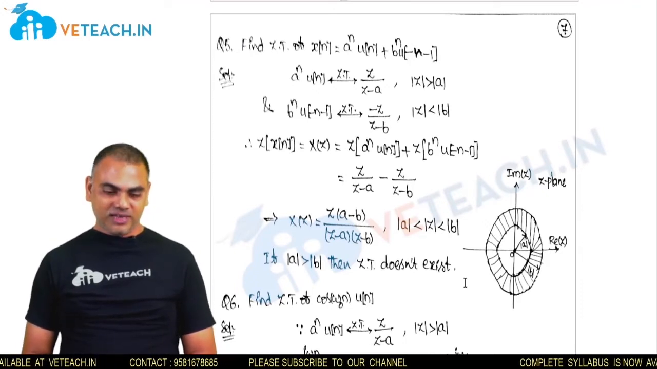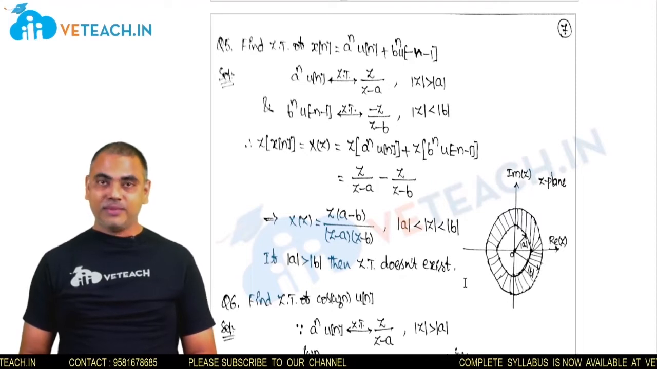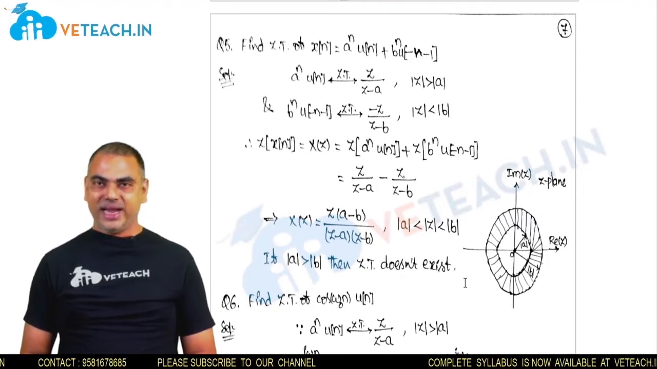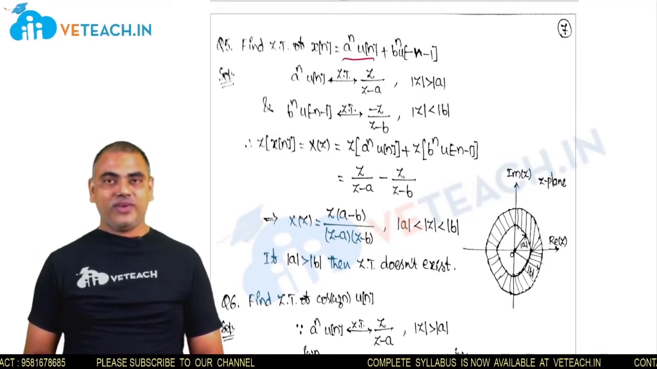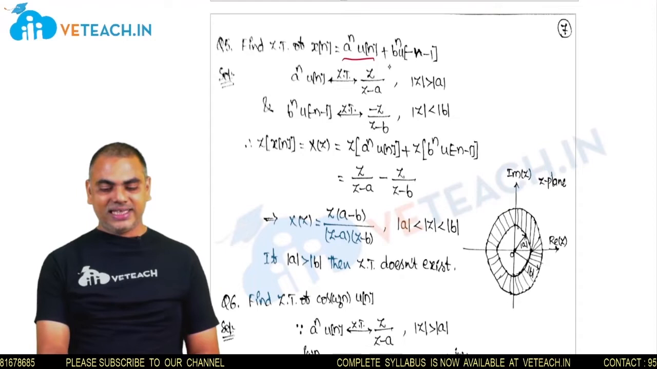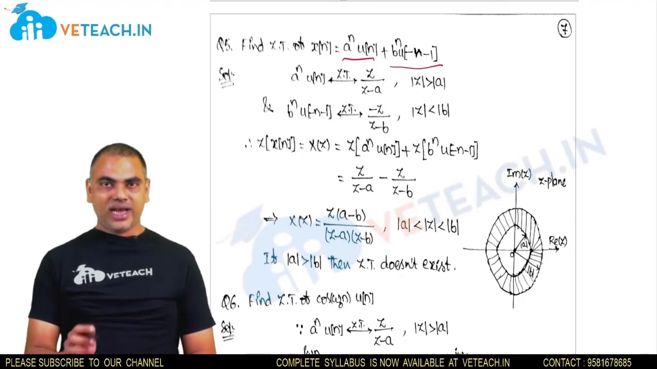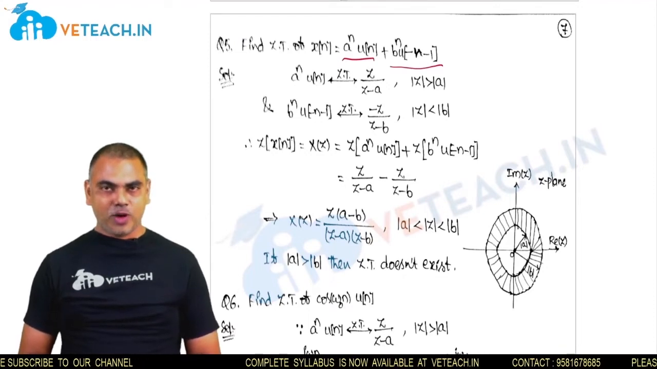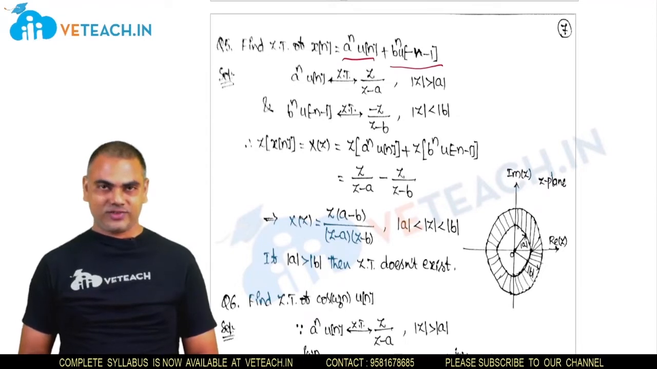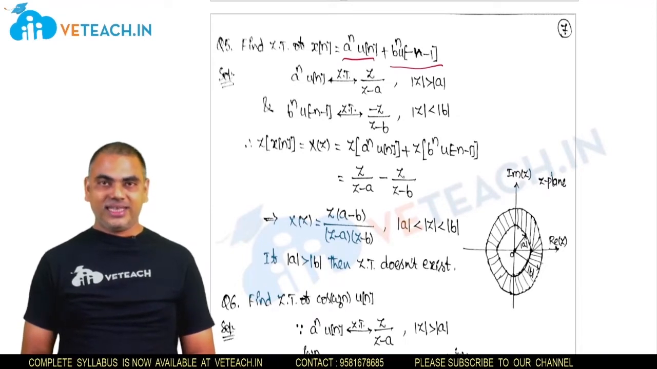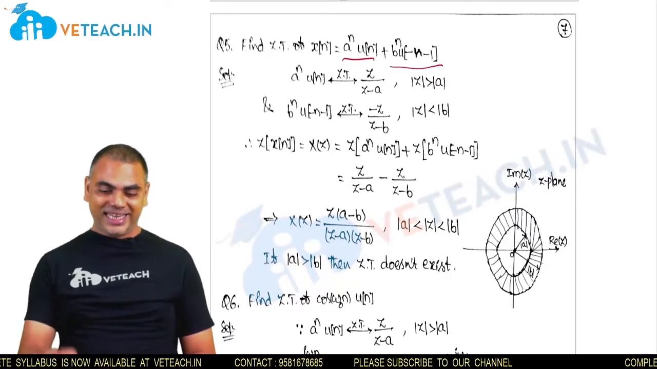Find the Z transform of x of n equal to a power n into u of n plus b power n into u of minus n minus 1. So here we have the standard signal a power n u of n and another standard signal b power n u of minus n minus 1, and those two are added. By the linearity property, directly with the transform formulas we can write the Z transform. For a power n u of n, the Z transform is z by z minus a with ROC mod z greater than mod a.